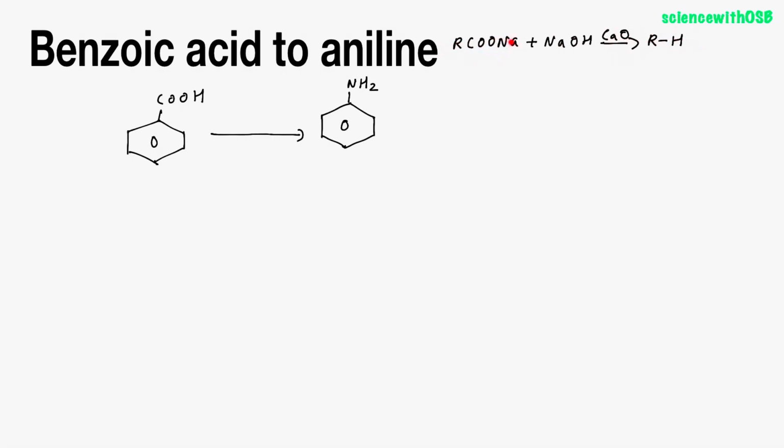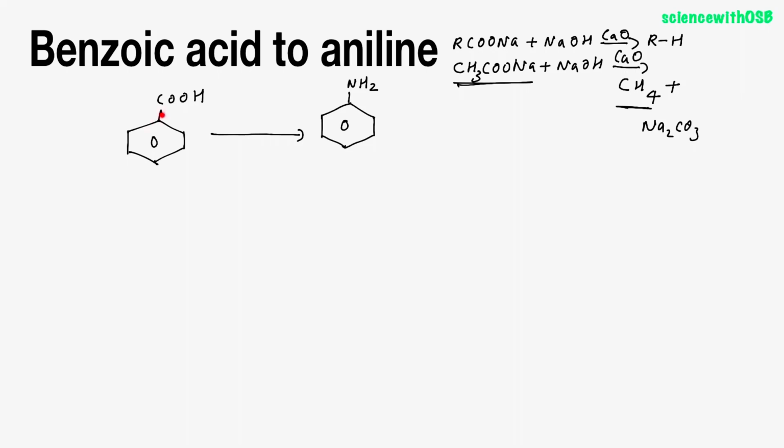See, the salt of a carboxylic acid in the presence of NaOH and CaO, you are getting RH. Correct, right? Removal of CO2 is actually happening here. See, for example, just for understanding, CH3COONa plus NaOH. In the presence of CaO, you will be getting CH4. Understood? See, here you have 2 carbons and the product contains only 1 carbon, right? Okay, of course, plus a byproduct will be there. It is Na2CO3.